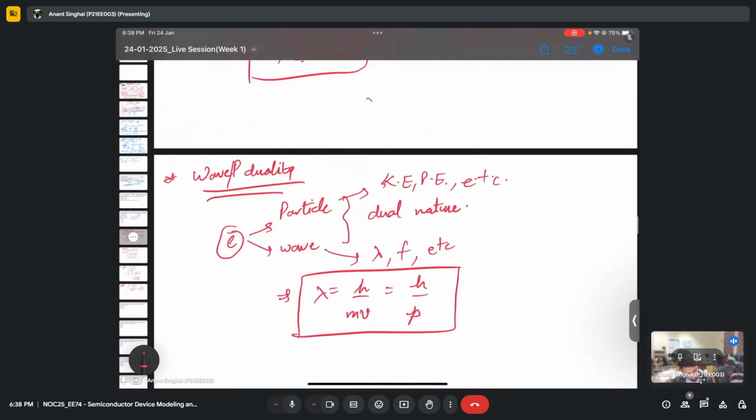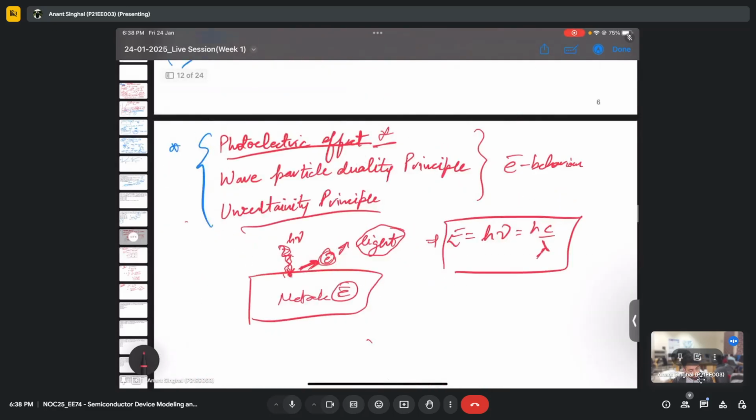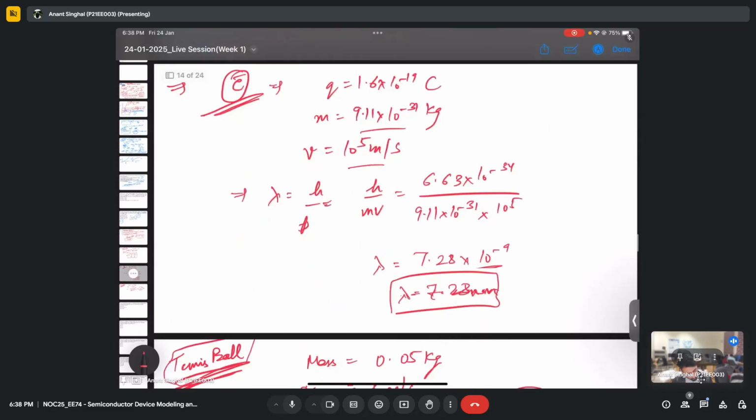Then there is one more thing, which was the uncertainty principle, which was proposed by Heisenberg. I'm giving very basics to you. I hope it is not boring.